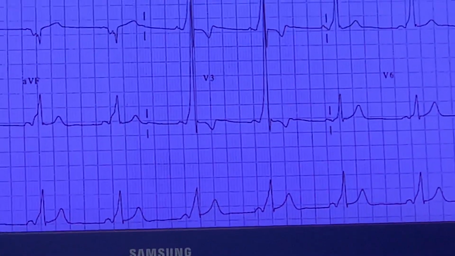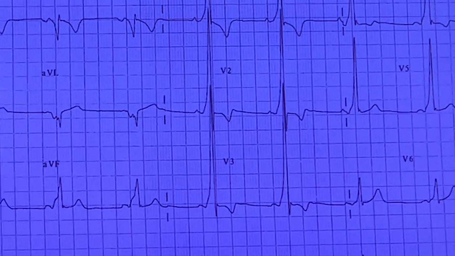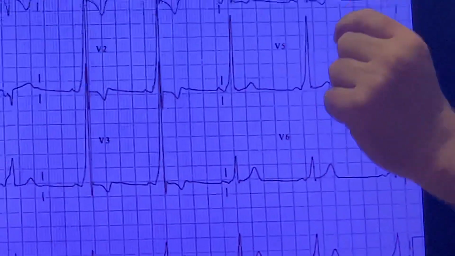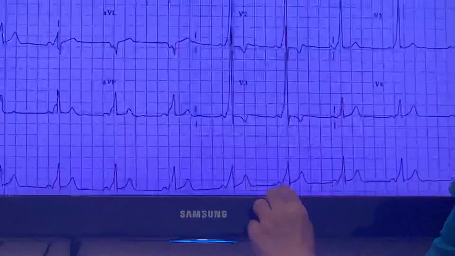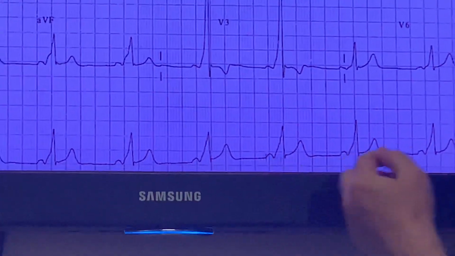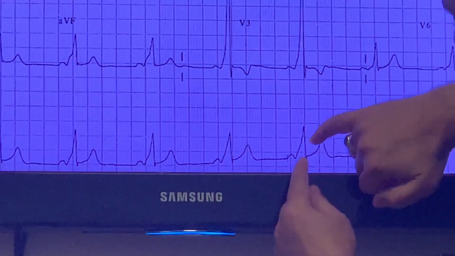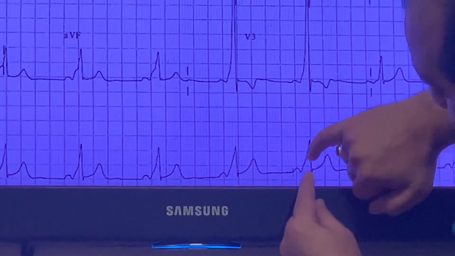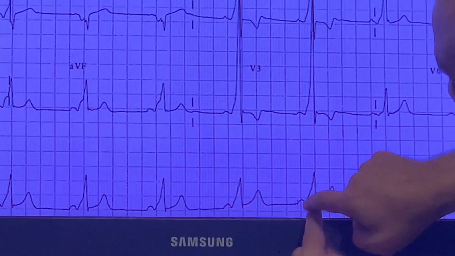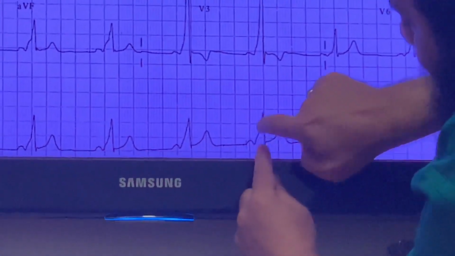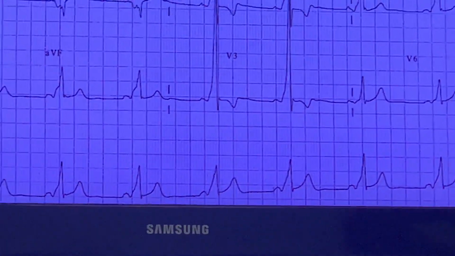Okay. I need you to understand. We assume that the impulse is going the normal way. What will happen? PR is going to be until that line, for instance, and the complex, can you imagine, comes down there. But what happened? Another limb came here. Came from where? It's another accessory pathway.